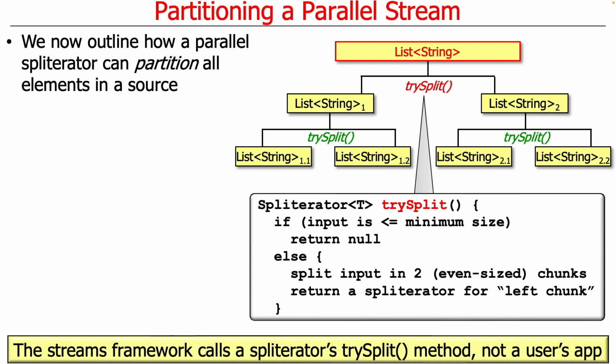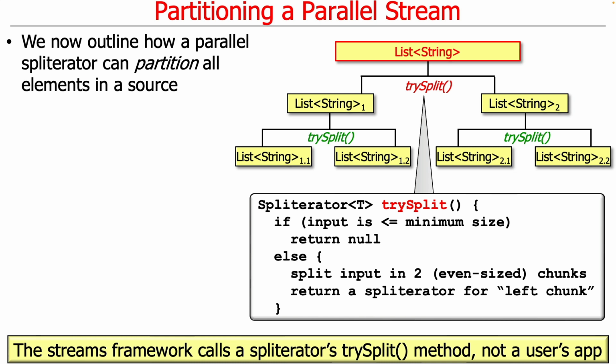Now, we'll talk later about the different ways of doing this. There's the ArrayList way of doing things. There's the LinkedList way of doing things. There's other lists, but we're going to focus here on the basic concept. And the way this happens is the streams framework calls the splitterator's trySplit method. The user doesn't call this. It's done by the framework, and I'll actually show you in just a bit how this actually works in the implementation code of Java streams.